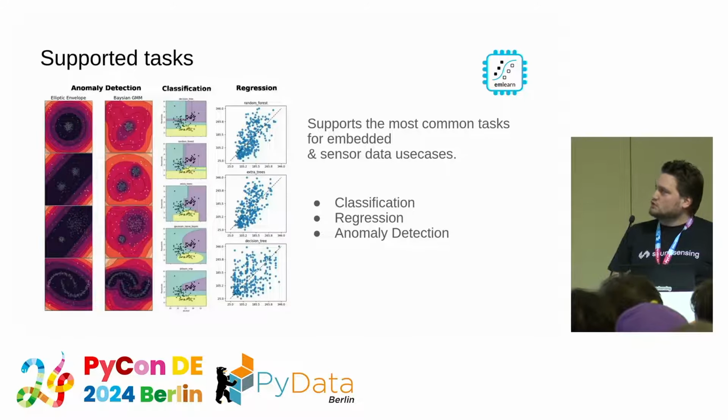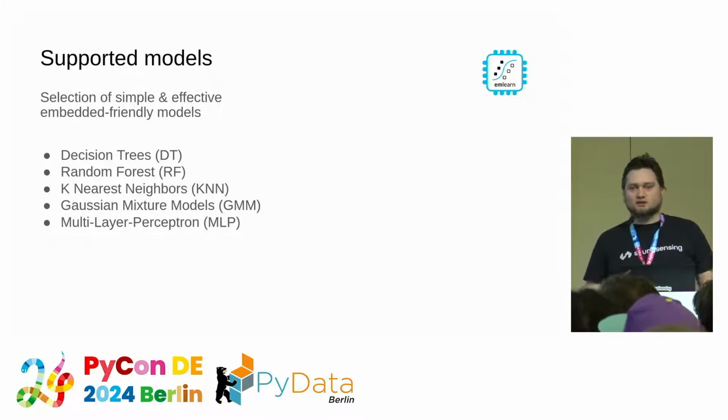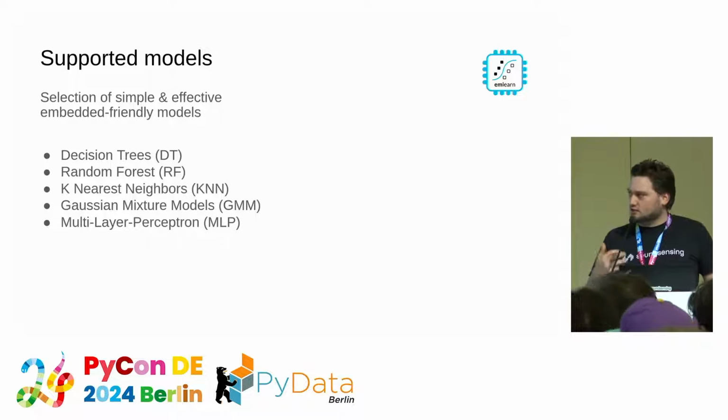It supports the most common tasks for embedded or even standard machine learning. You usually want to do classification, maybe some regression, and maybe some anomaly detection. It supports a set of models, not everything that you have in scikit-learn, but the subset that is implemented and useful for these kinds of devices, which are still constrained on memory and compute. Tree-based models are very efficient. K-nearest neighbor is very useful, and you can also do on-device learning with that. And Gaussian mixture models and simple neural networks we support.